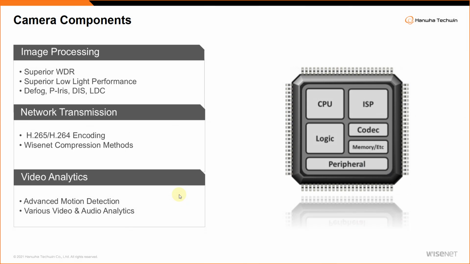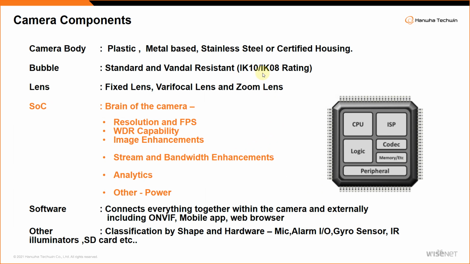Okay. Now in the camera, we talked about the IK10 rating. What is IK10? Vandal resistance or impact resistance. Someone trying to damage the camera with physical force, physical impact, and the camera can withstand it. That is called vandal resistant. There is also environmental protection of a camera. Most of you already know this part. IP66 rating, IP67 rating, IP65 rating. You might have come across this. Ingress Protection, IP rating.